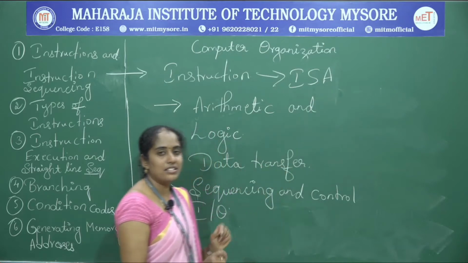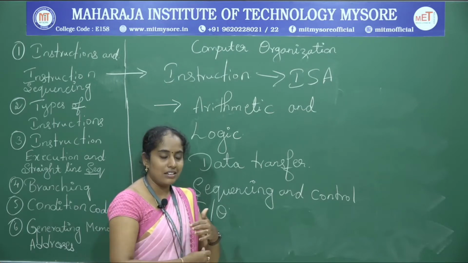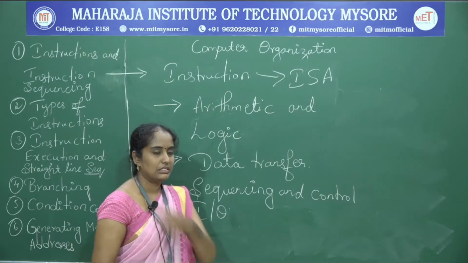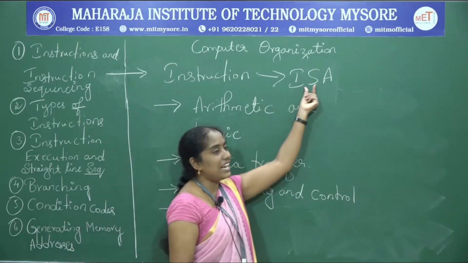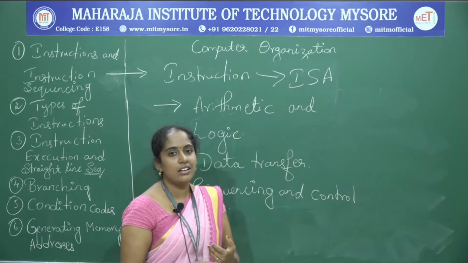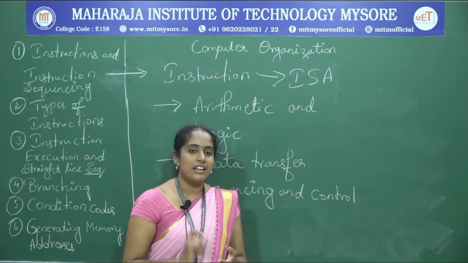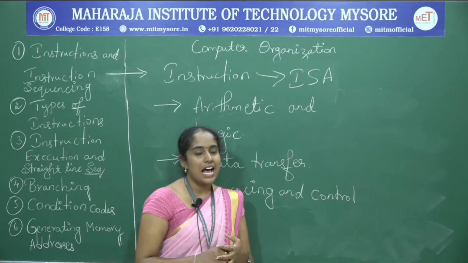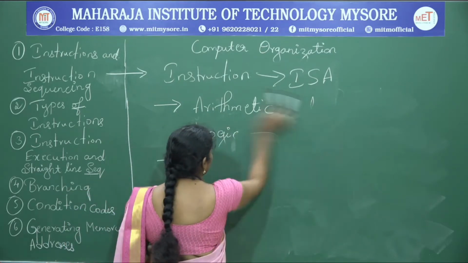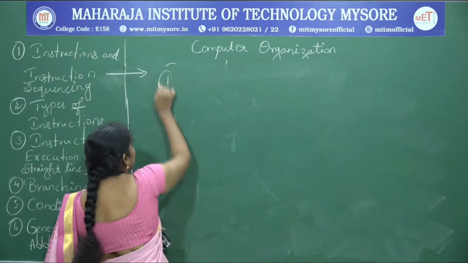So how, in this instruction set architecture, will the operation and operand be represented? In that we are using 2 notations. The first one is the register transfer notation and the second one is the assembly language notation. First we see the register transfer notation.